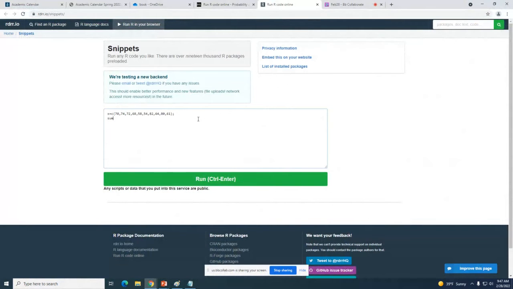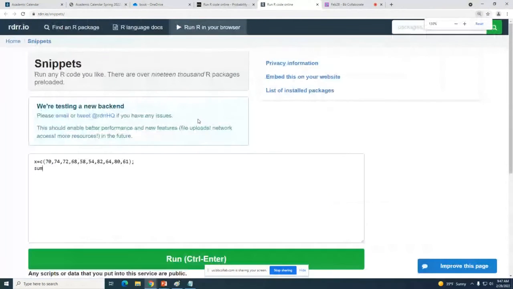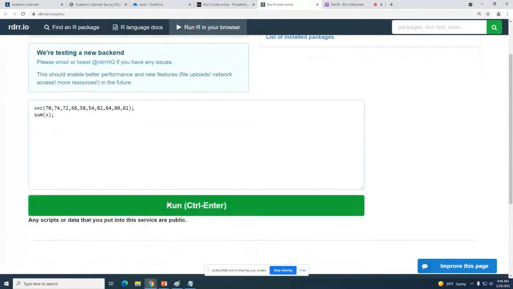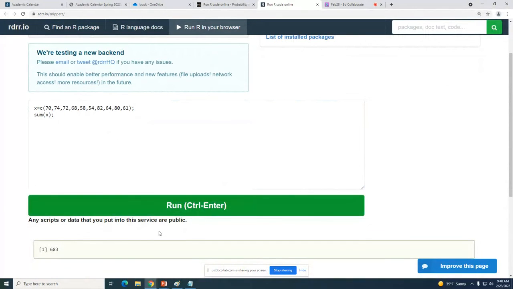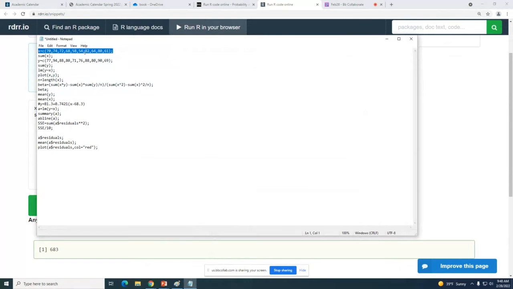So I did sum of X. Can you see it? So we can find the summation, and that will tell me if I entered the data properly. If the summation gives me 683, then I know the data is right. You see? Yeah, I see it. Okay. So basically, that's how we enter the X data.